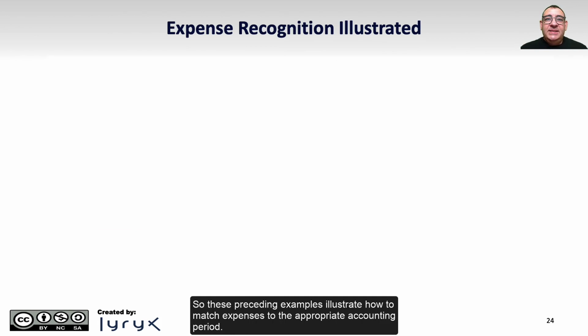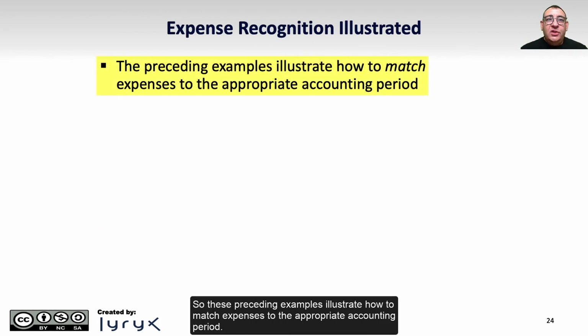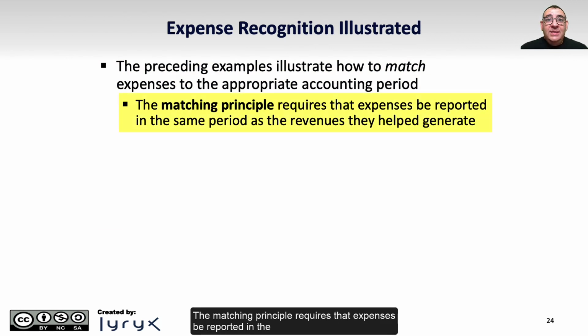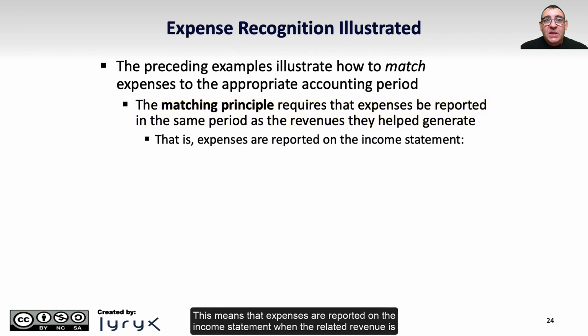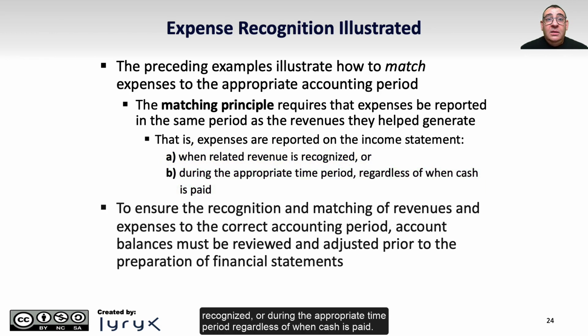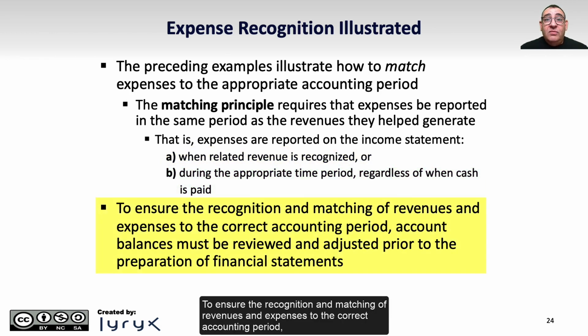So these preceding examples illustrate how to match expenses to the appropriate accounting period. The matching principle requires that expenses be reported in the same period as the revenues they help generate. This means that expenses are reported on the income statement when the related revenue is recognized or during the appropriate time period regardless of when cash is paid. To ensure the recognition and matching of revenues and expenses to the correct accounting period, account balances must be reviewed and adjusted prior to the preparation of financial statements.